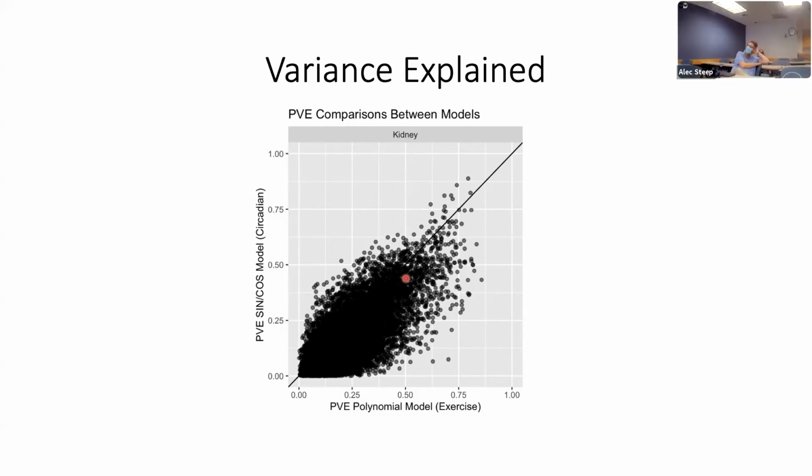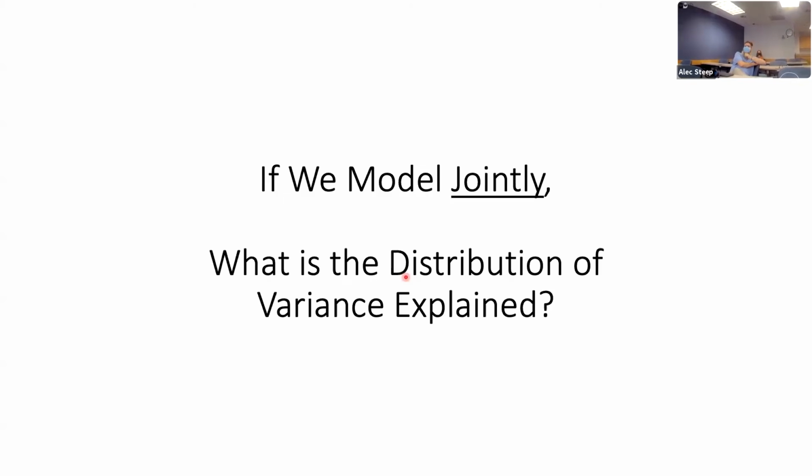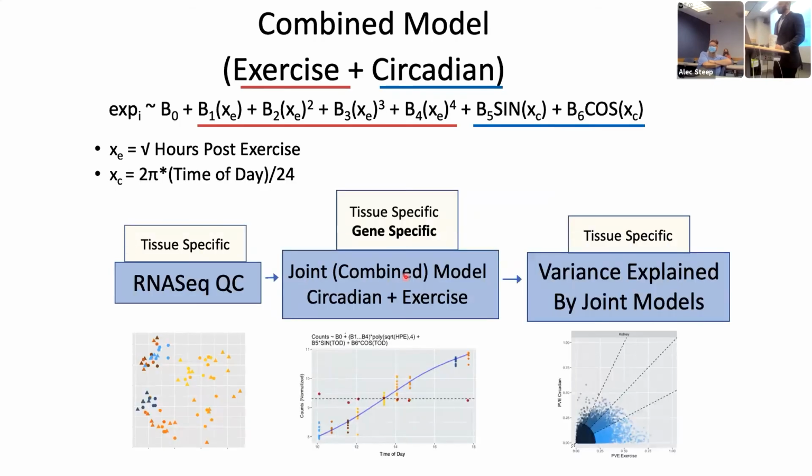So one thing we can do is model jointly. Do the same thing and ask what's the distribution of percent variance explained. Except the only difference is now we're going to combine the model. We're going to put the exercise model in the first part of this combined model and the circadian aspect of the model in the second part of the model. And we're going to take those two parts in red and blue, and we're going to make them compete for the percent variance explained.